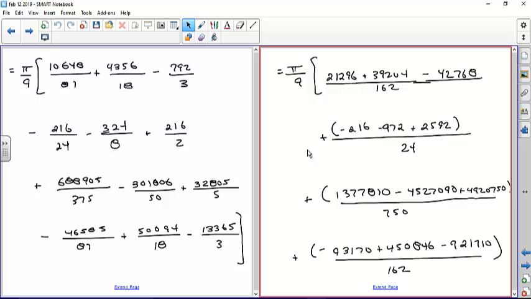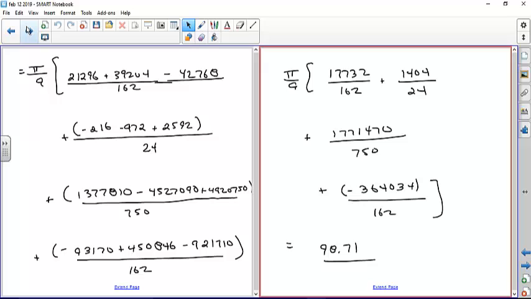Oh, and here I combined these. I found the common denominator for these three and these three and these three. And so, by the time I got it all together, I had like 1,771,470 750ths. So there's my answer. I went online, put the equation in, and I got 98.71.